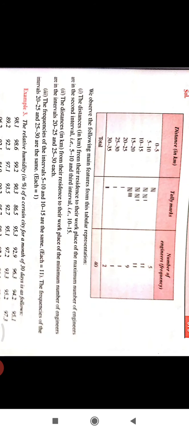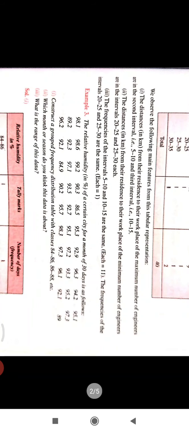See now, make 3 columns. First column is the distance that we are making the class: 0 to 5, 5 to 10, 10 to 15, 15 to 20, 20 to 25, 25 to 30, 30 to 35. Second column, tally marks, make it blank, and third column, number of engineers, that is frequency, is also blank here.